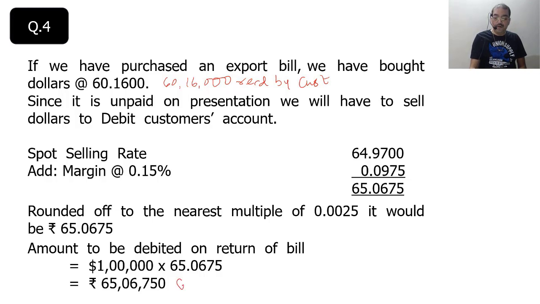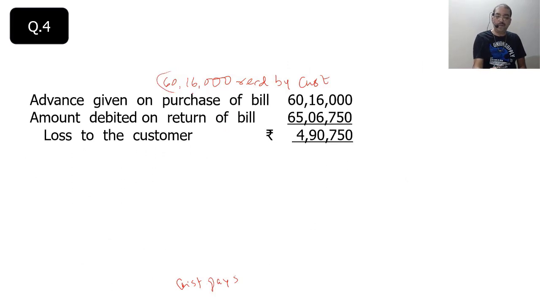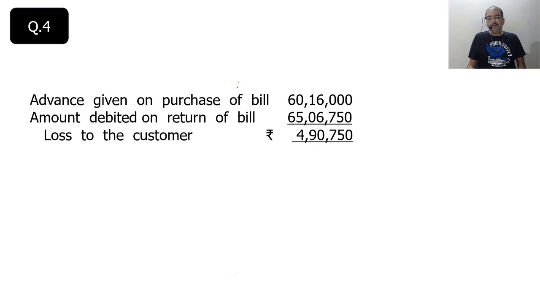Now the customer pays 65 lakh 6,750. So the customer is paying more. It is a loss to the customer. What is the loss to the customer? The difference between these two figures, 60 lakh 16,000 and 65 lakh 6,750. That is the loss to the customer. Okay.